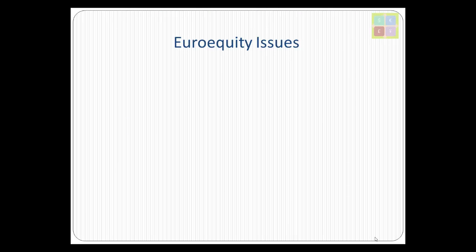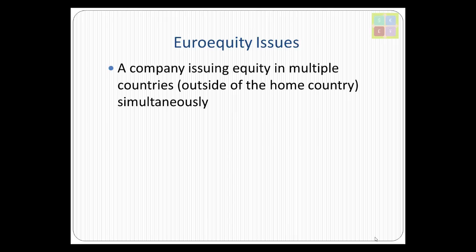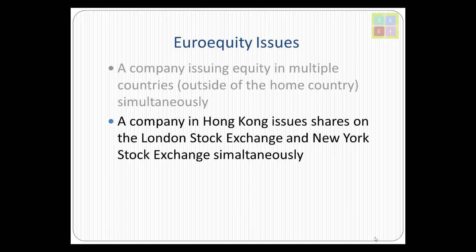Then there are Euro equity issues. A company issuing equity in multiple countries outside of the home country simultaneously is issuing a euro equity. So, for example, if a company in Hong Kong issues shares on the London Stock Exchange and New York Stock Exchange simultaneously, then that issue would be known as a euro equity issue. Euro prefix meaning outside of the home country.